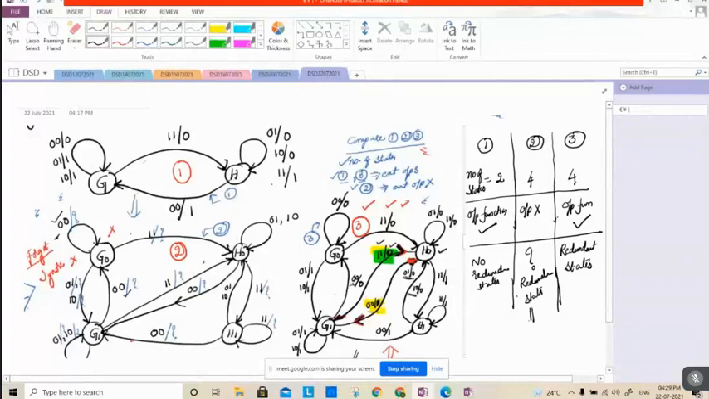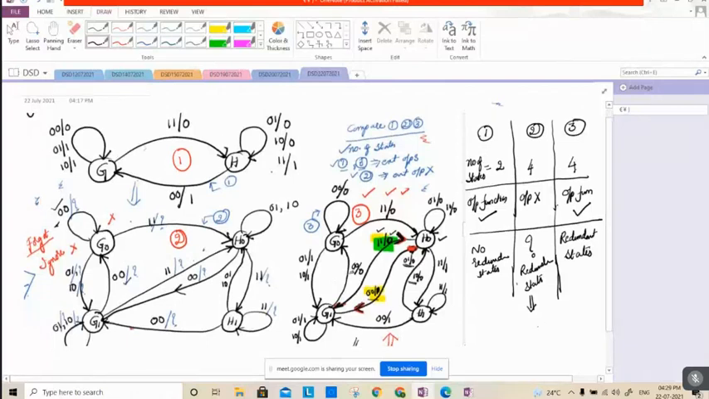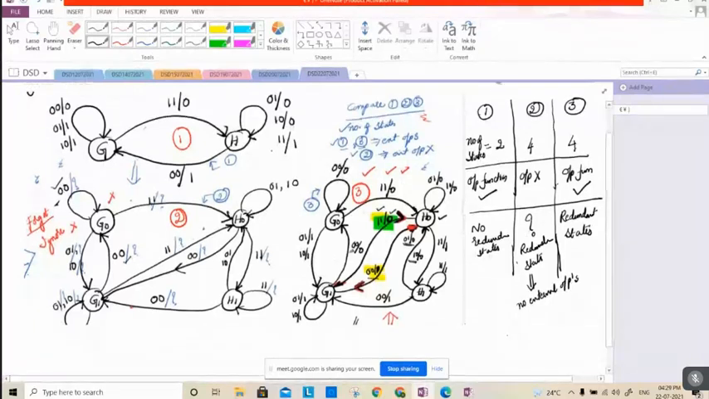Why is it not known? Why don't we know redundant states here? We don't know the external outputs. Right. No external outputs. So if we don't know the external outputs, can't we identify redundant states? What is the definition of redundant states?